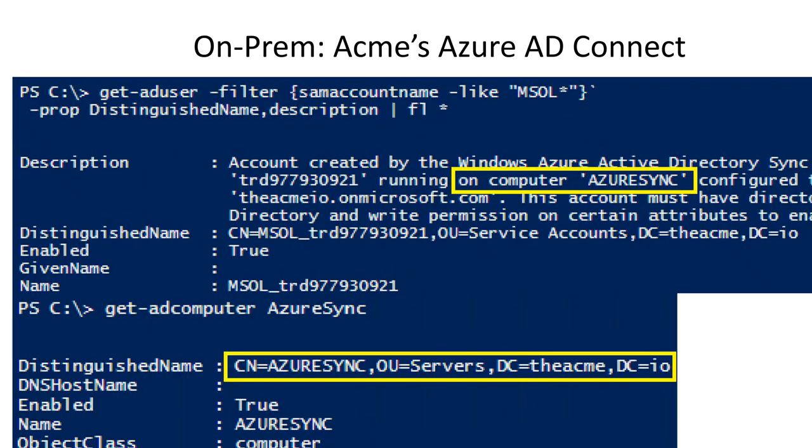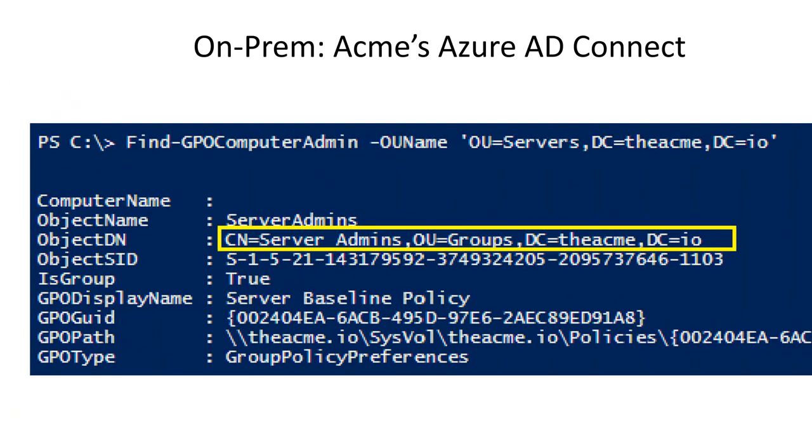So we look again, we say Azure Sync. We're going to look for Azure Sync in the Active Directory environment. We identify it's in the root servers OU underneath the Active Directory domain for Acme. And we're going to use PowerView's Find-GPOComputerAdmin cmdlet. This is going to help us identify what are the Active Directory groups that have local admin rights on any system that's in this OU. So we know that this server, Azure Sync, is in the servers OU, so we target that.